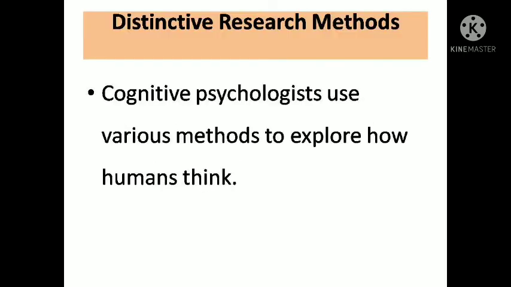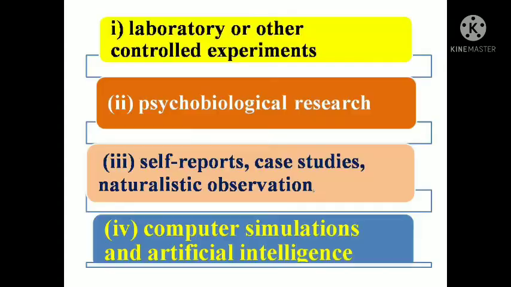Distinctive research methods. Cognitive psychologists use various methods to explore how humans think. First method is laboratory or other controlled experiments. Second method, psychobiological research. Third, self-reports, case studies, and naturalistic observation. Fourth, computer simulations and artificial intelligence.